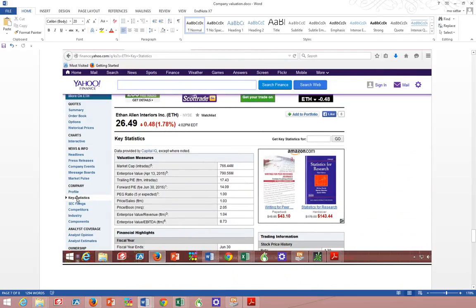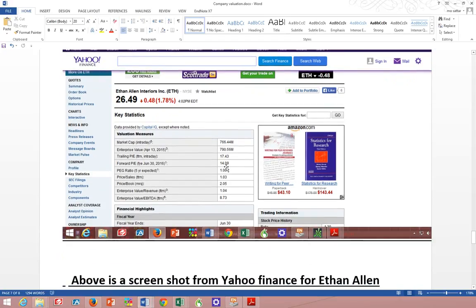I went to key statistics, and key statistics tells me the market cap, which is the value of the company in terms of stock price. It is $766 million. Okay, now here are the ratios.